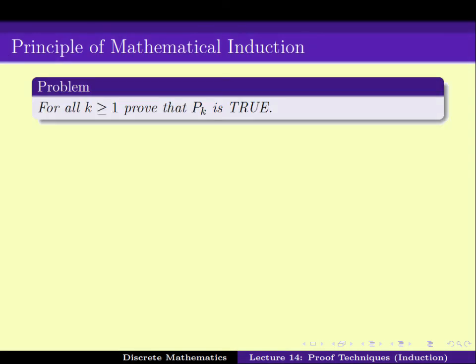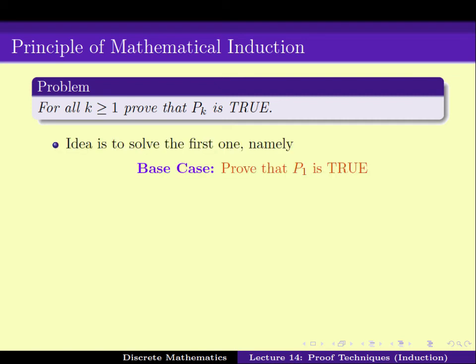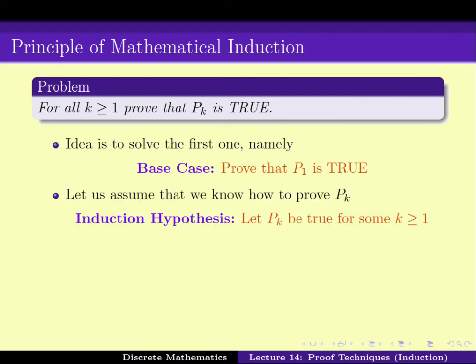So to prove this statement that for all k greater than or equal to 1, Pk is true, there are three parts to it. The first part is what is called the base case, where you prove P1 is true. The second part is called the induction hypothesis, where we assume that we know Pk is true for some k greater than or equal to 1.